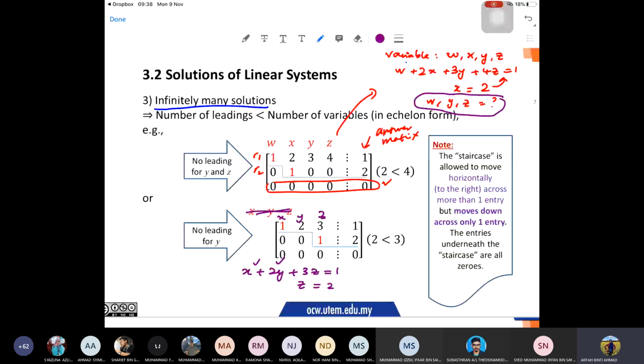Okay. So the staircase is allowed to move horizontally to the right across more than one entry but move down across only one entry. The entries underneath the staircase are all 0. Meaning that if you refer to this type of matrix, you have it is in the form of staircase. Yang mana dekat bawah dia semuanya kosong. Okay. Dan yang dekat atas yang ada value tapi tidak cukup untuk the whole variable. So kita akan tengok macam mana kita nak selesaikan for this type of equation.